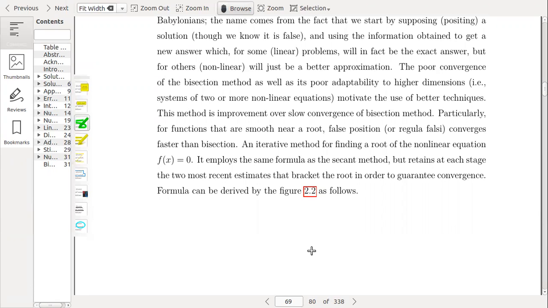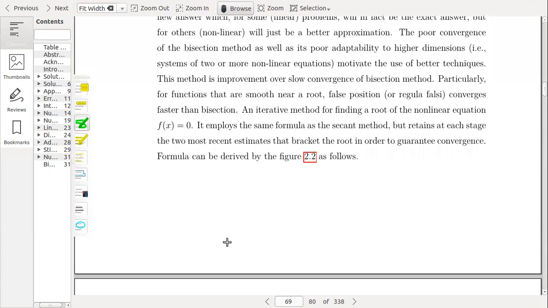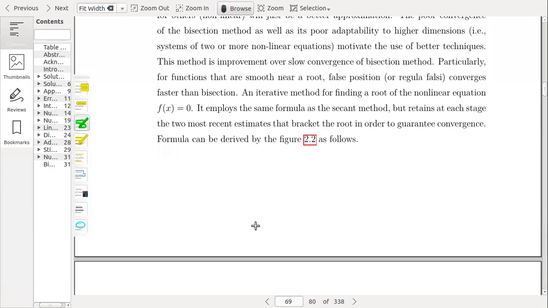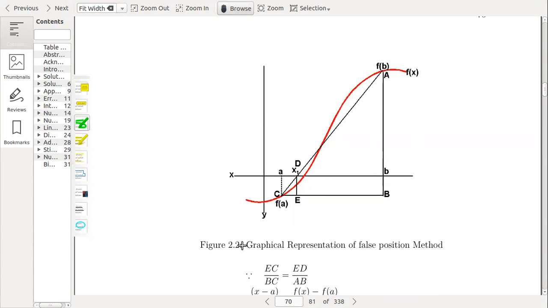the bisection method and regula falsi method are examples of bracketing methods. So there are two types of methods. One is the bracketing methods, the other is the open methods. The bisection method and regula falsi method are examples of the bracketing methods. Now the formula can be derived for the regula falsi method.